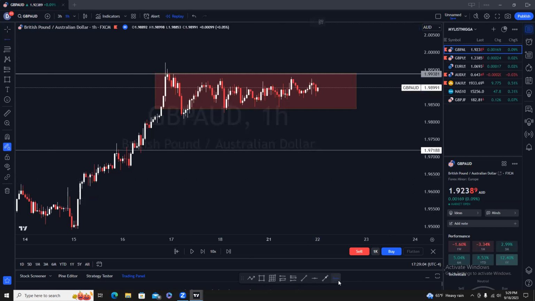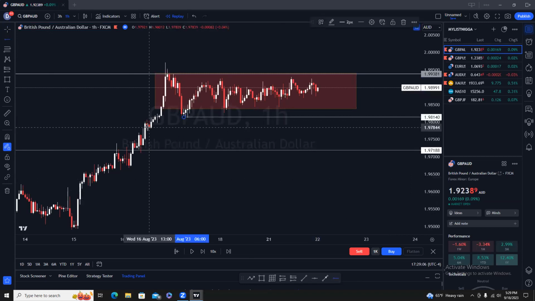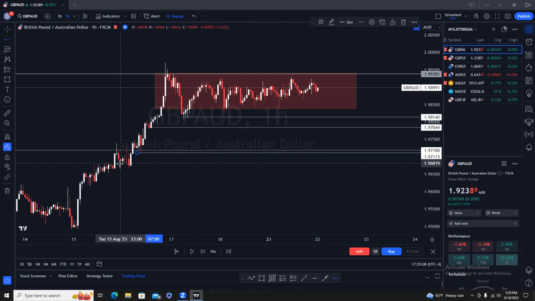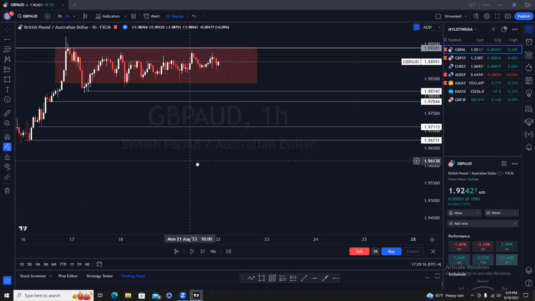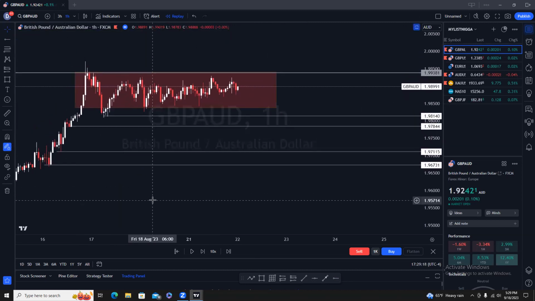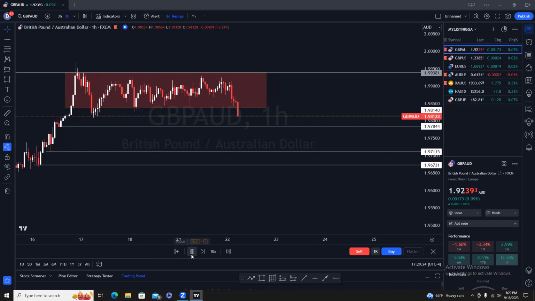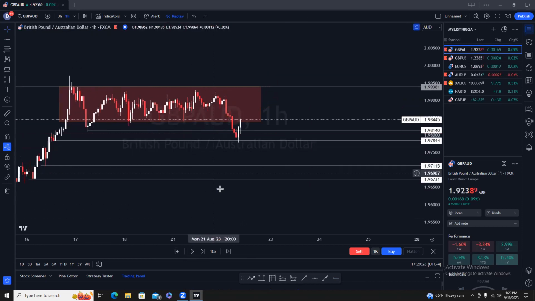All right. What I'm gonna do is I'm gonna mark my lows. All right. So those are our most recent lows. Now what we're gonna do is we're gonna wait for a breakout, either to the up or downside. Okay, we got our breakout to the downside.